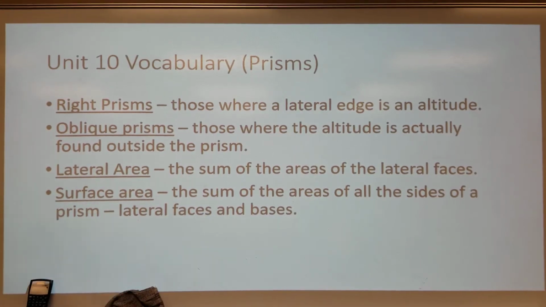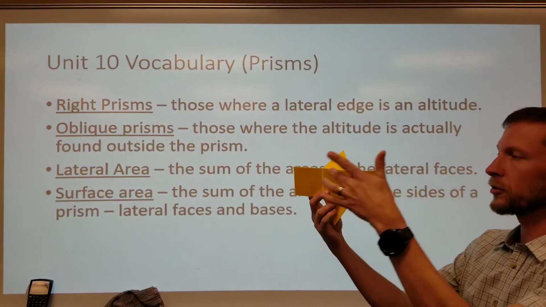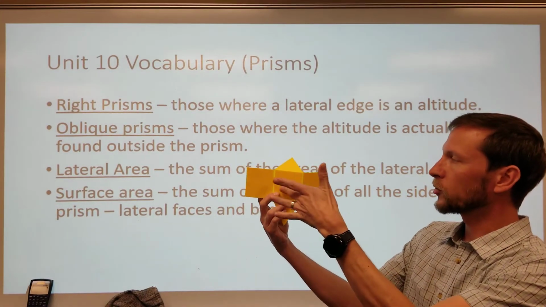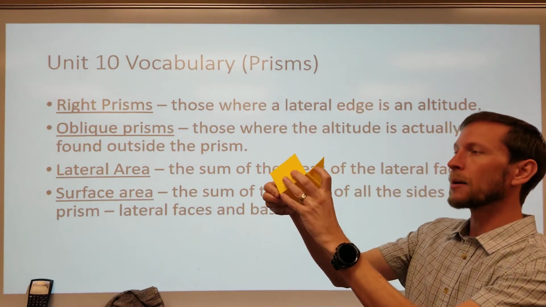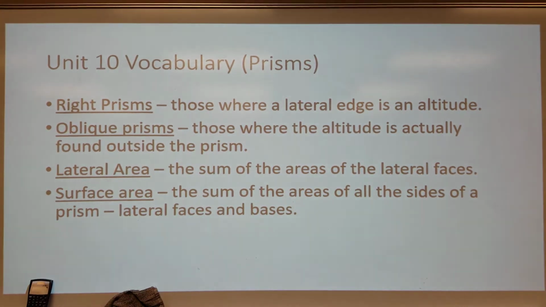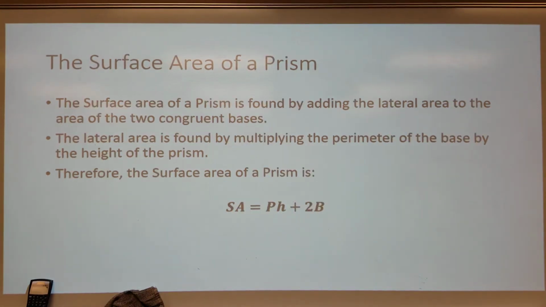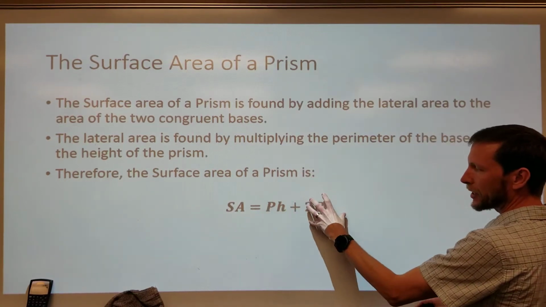Now, the lateral area is going to be the areas of all of these rectangles, all right? All of these rectangles will be the lateral area. These areas of the triangles will be the area of the bases. Add them all up, and together you get the surface area, all right? And that's actually what brings us to our first formula. Our first formula is when we take that lateral area and we add on the area of our two bases.